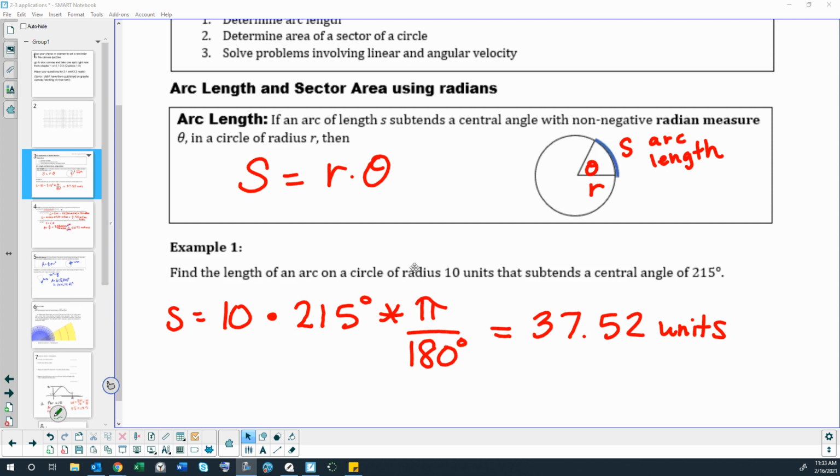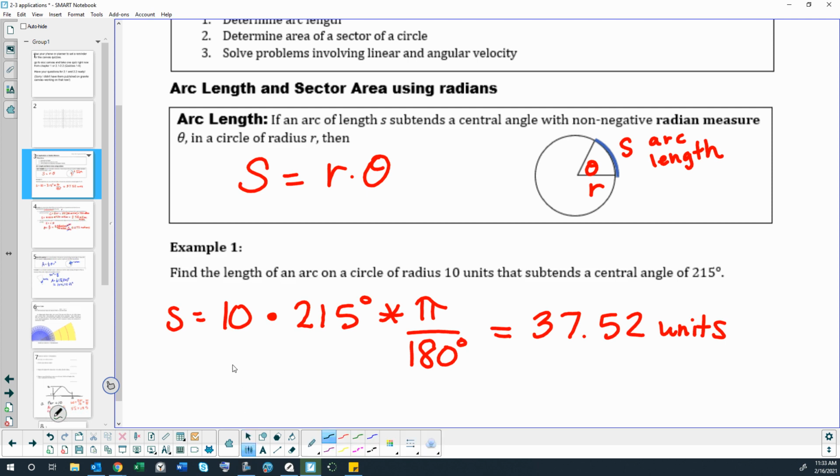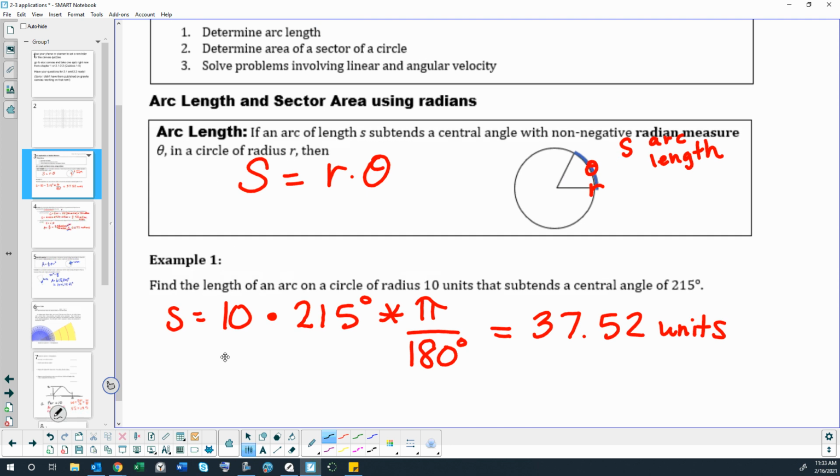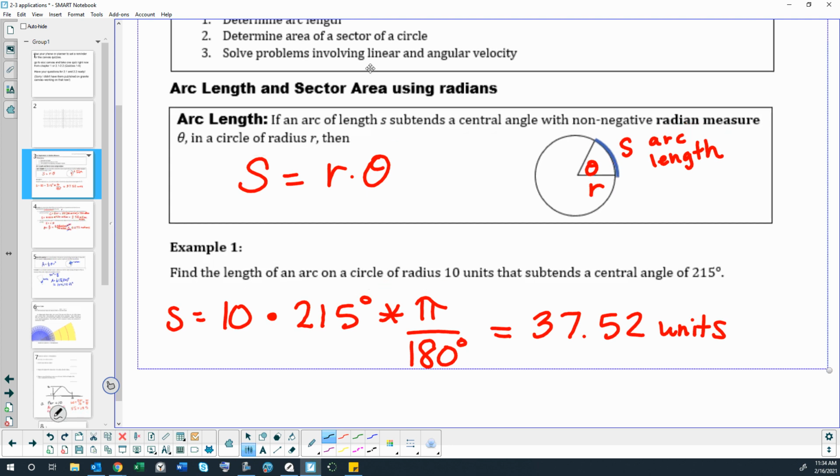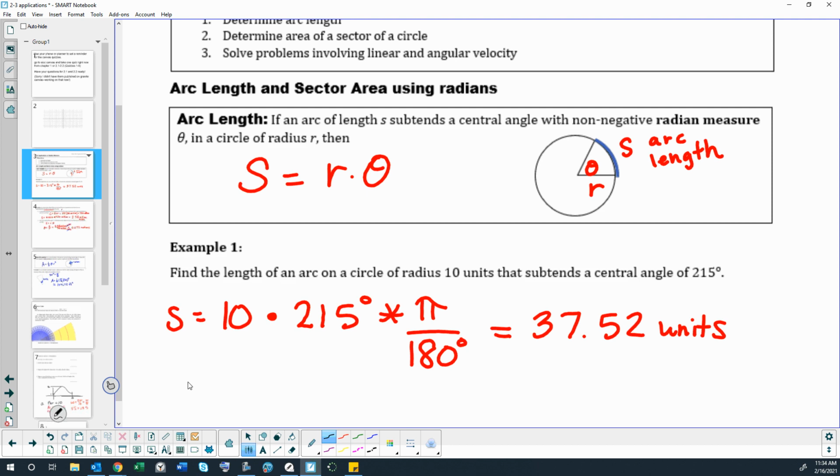Find the length of an arc on a circle of radius 10 units that subtends a central angle of 215 degrees. I like pictures. I didn't draw a picture on this previously, so if we want, we could sketch a little picture to help us understand what's happening. Now, drawing our angles in standard position doesn't matter at all for this stuff, right? So if I have a little circle, and I'm going to pick a place for my radius, or like my starting point.